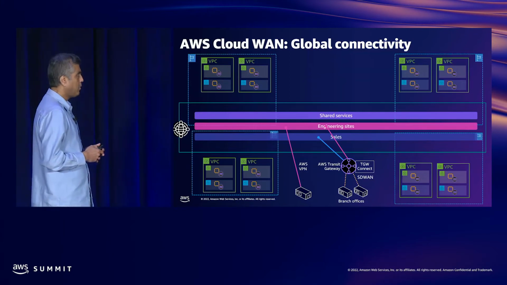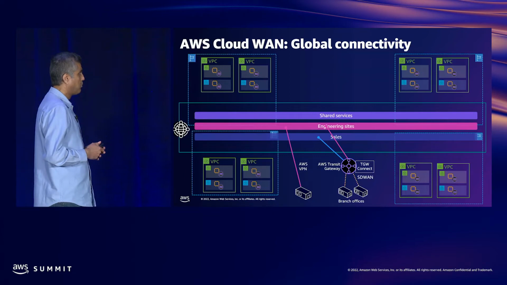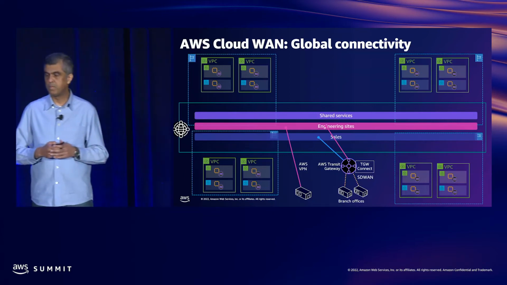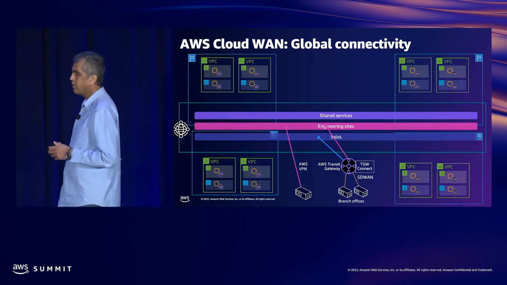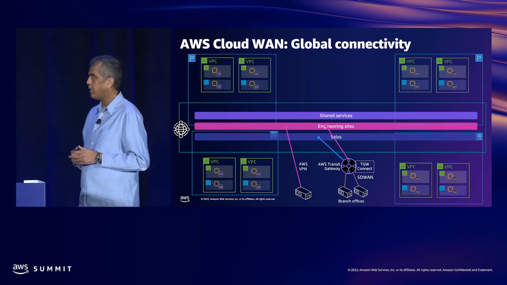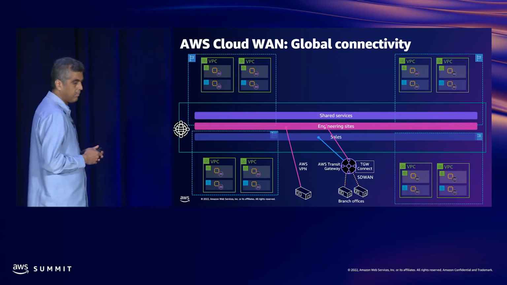If you are on-prem with any kind of hybrid or edge connectivity, it also helps solve your edge connectivity. Let's say you may have AWS site-to-site VPNs. You may have some SD-WAN set up via Transit Gateway Connect. You can also integrate that into your Cloud WAN fabric and build this global connectivity.